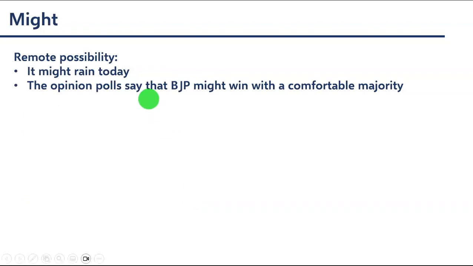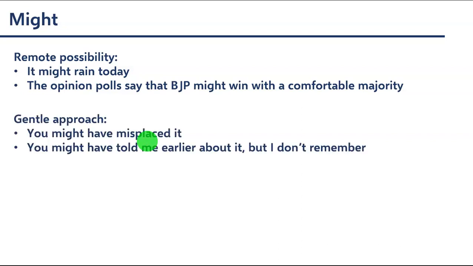Right? It might rain today. The opinion polls say that BJP might win with a comfortable majority. Now friends, if I were to use a Hindi word to explain this, might means shayad, right? कि ऐसा हो सकता है, right? It might rain today means that there is a slight possibility that it could rain today.